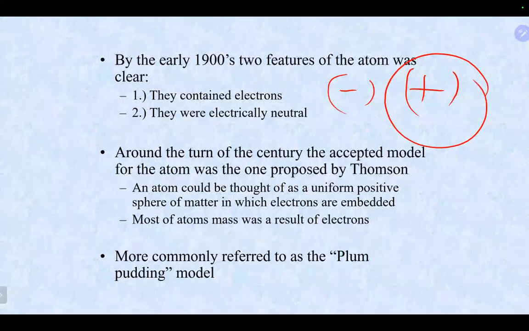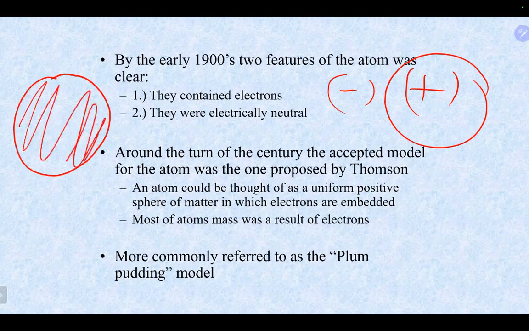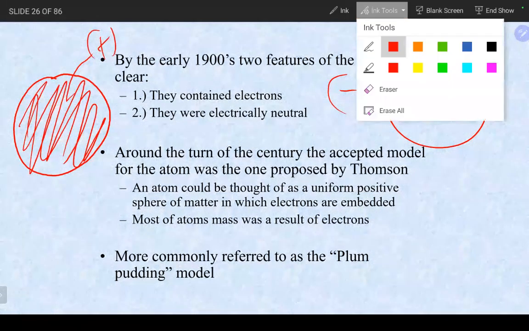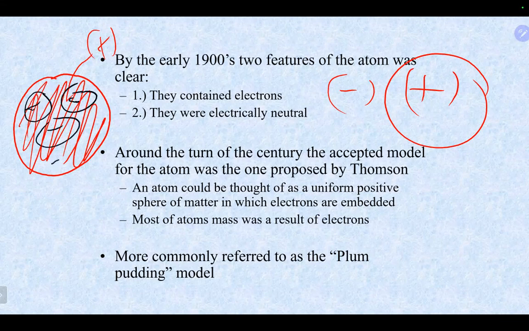Around the turn of the last century, the accepted model was the one proposed by Thomson. That model of the atom is sometimes referred to as the plum pudding model. That's sort of like an English dessert, right? Some pudding, some raisins, and stuff like that. Basically, he said that the atom itself was a sphere of positive charge, with all this positive charge spread out over the sphere. And he thought that embedded inside the sphere of positive charge were these negatively charged electrons.